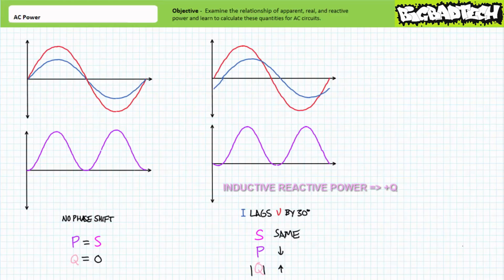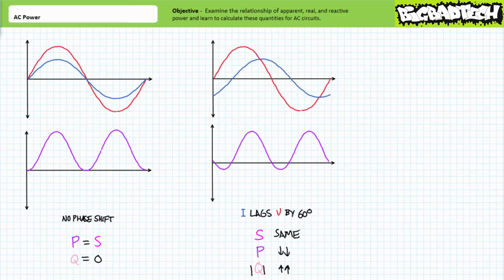Given this cyclical interchange, real power, being the average of the power waveform, appears to have decreased. Apparent power for this scenario, however, remains unchanged. In summary, when current lags voltage by a small amount, apparent power remains the same, real power decreases, and reactive power magnitude increases. Let's now examine a plot of voltage and current, where current appears to lag voltage by an increased amount of, let's say, 60 degrees.